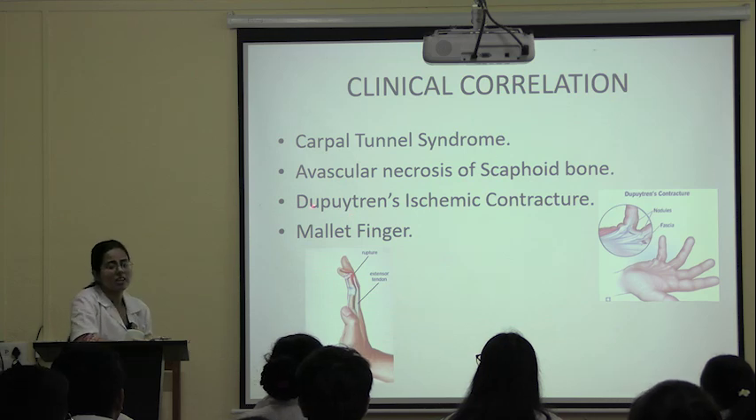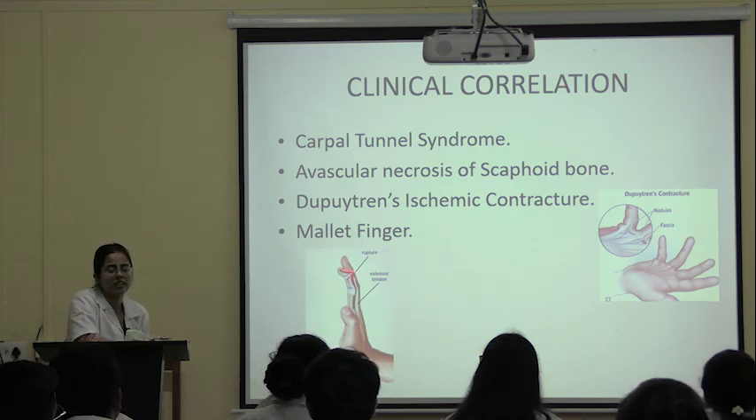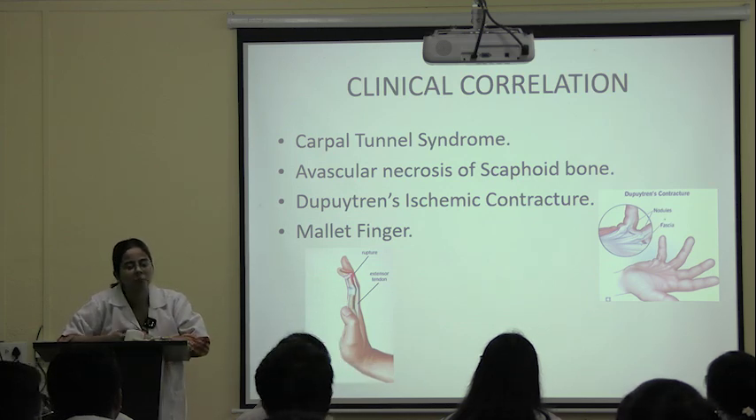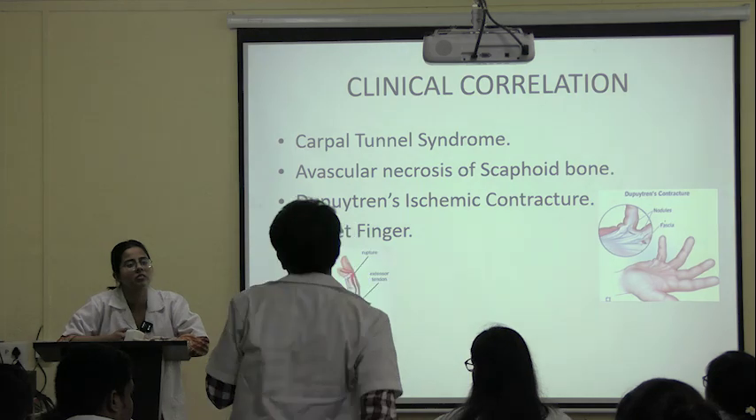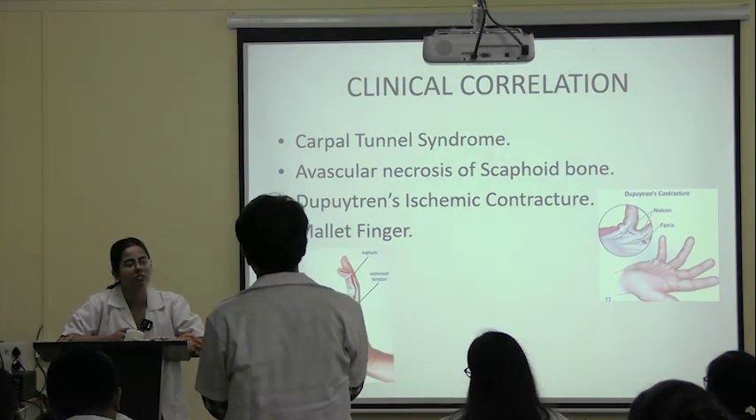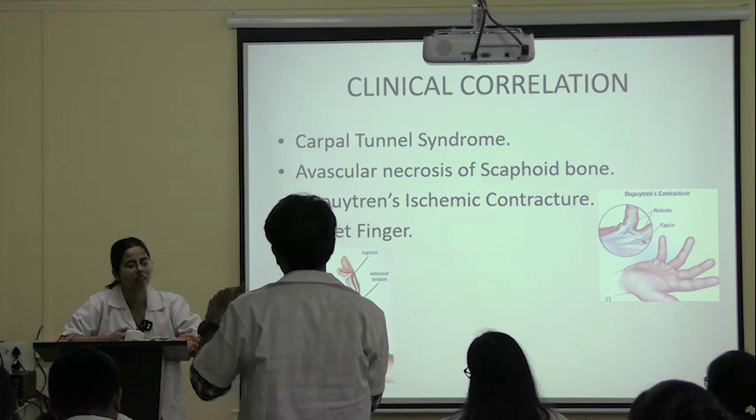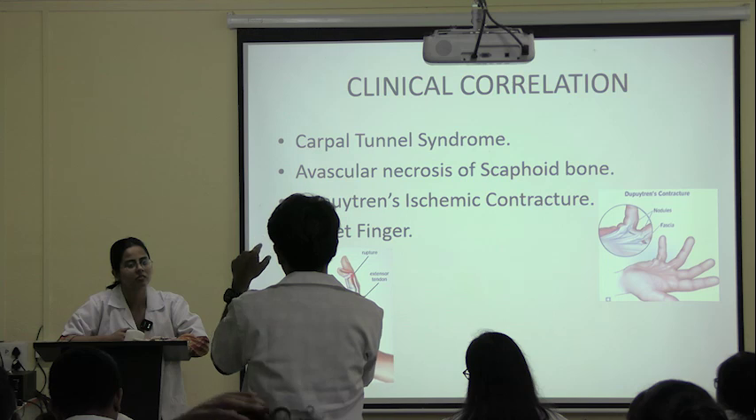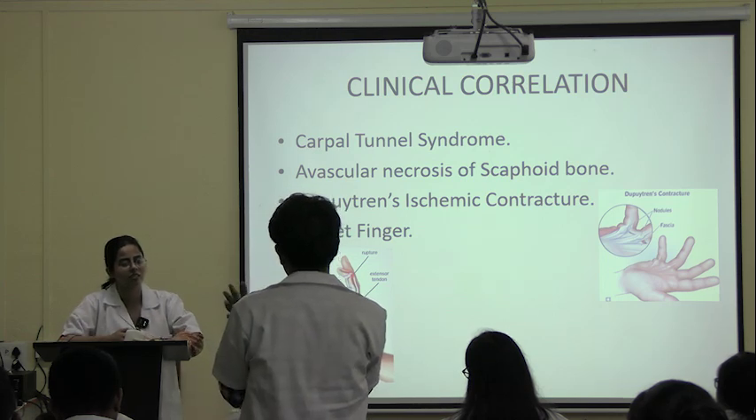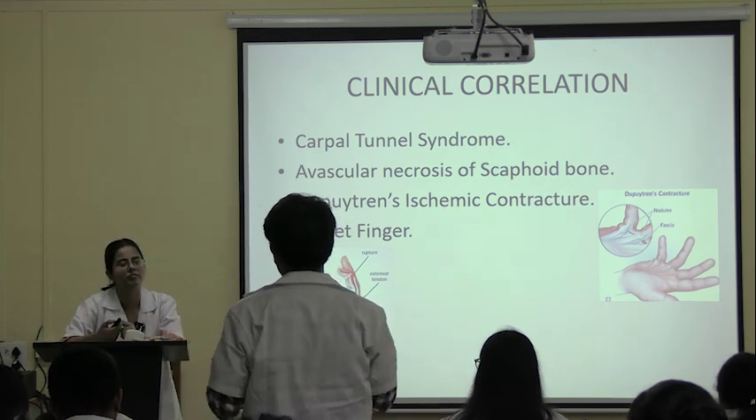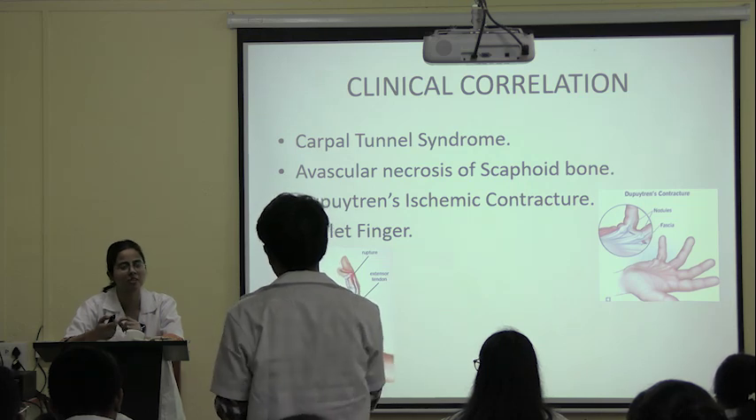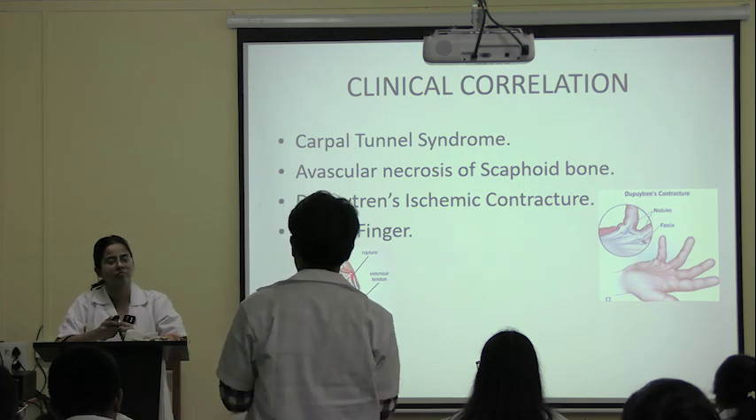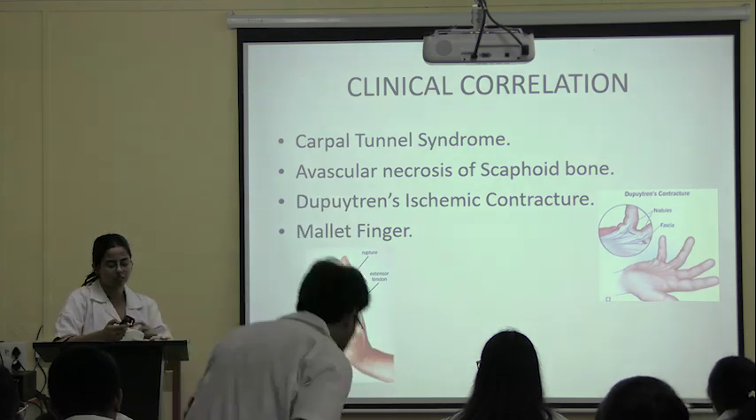Now, does anyone know what avascular necrosis is? What do you mean by this term? Somehow the epiphyseal artery gets injured and is not able to enter the epiphysis and supply blood. So the epiphysis is devoid of its blood supply and it dies. Yes, that is avascular necrosis. Okay, sit down.